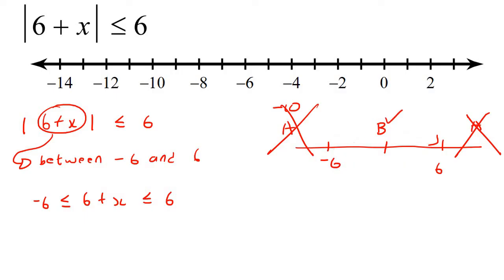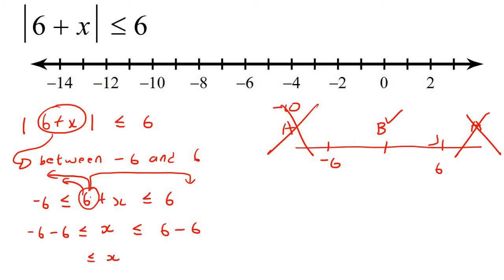And now you just need to solve. So you need to get rid of the 6. So you need to take it that way, and you need to take it that way. So when you take it to the right-hand side, it's going to become a minus 6. And when you take it to this left-hand side, it also becomes a minus 6. So you end up getting minus 12 over here and 0 over here.